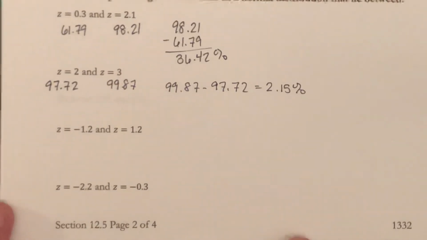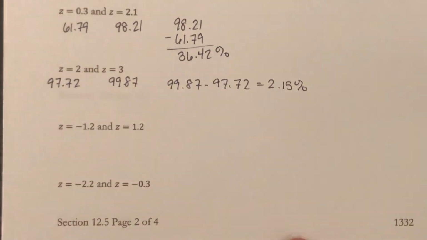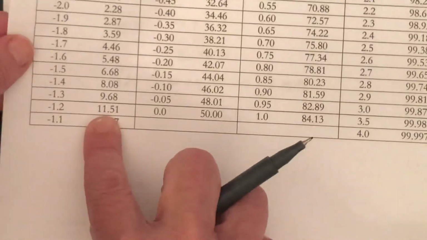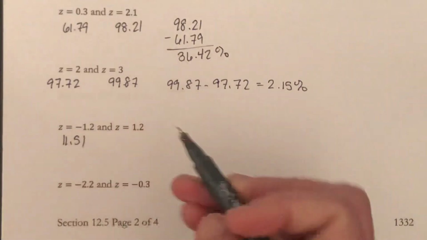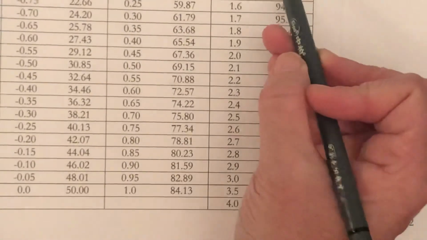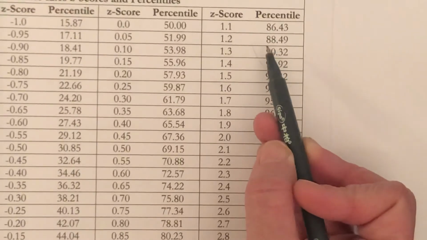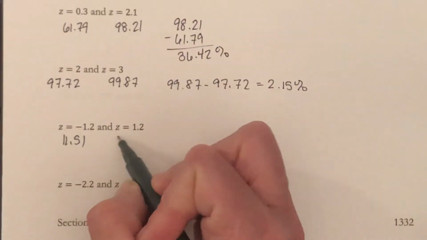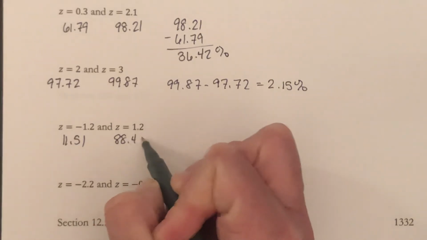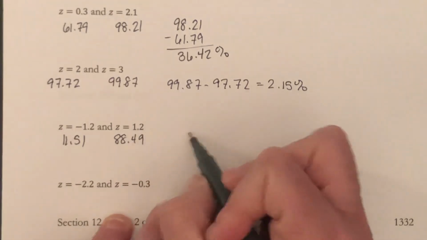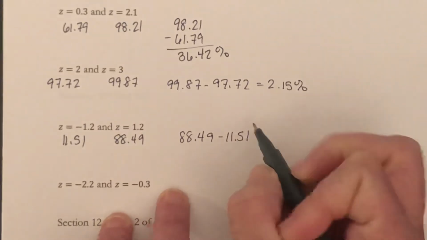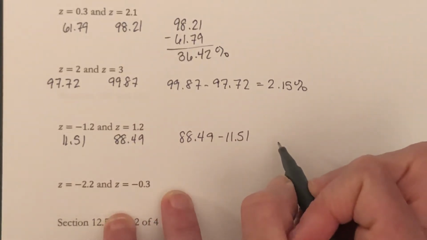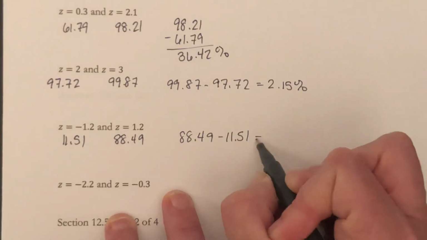All right, negative 1.2 and positive 1.2. Negative 1.2 is 11.51. Positive 1.2 is 88.49. So subtract. And you get 76.98%.